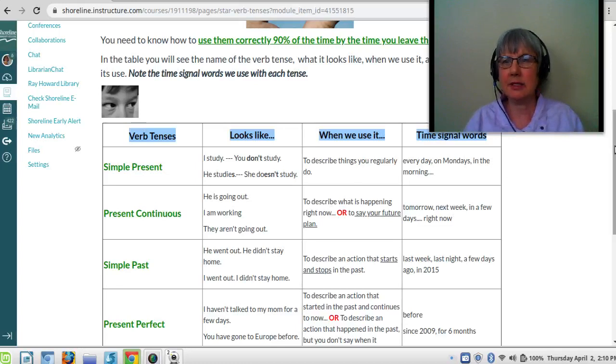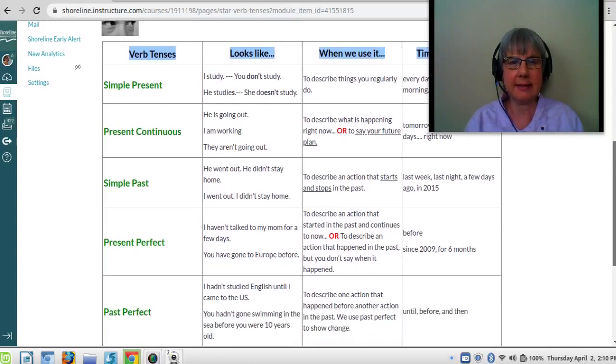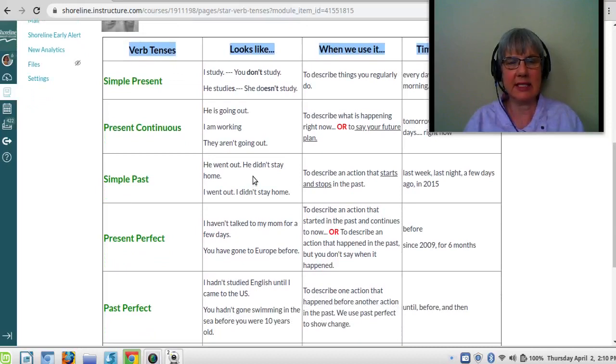Simple past means it started and stopped in the past. He went out, he didn't stay home. I went out, I didn't stay home. So it's to describe an action that starts and stops in the past. That's how it's different from present perfect. I lived in Japan in 1986. I don't live there now, and I told you in 1986. I told you the time. So common words are last night, last week, a few days ago, in 2015.